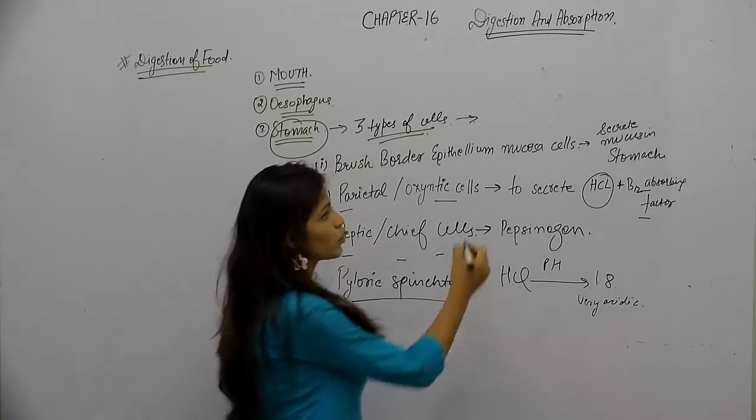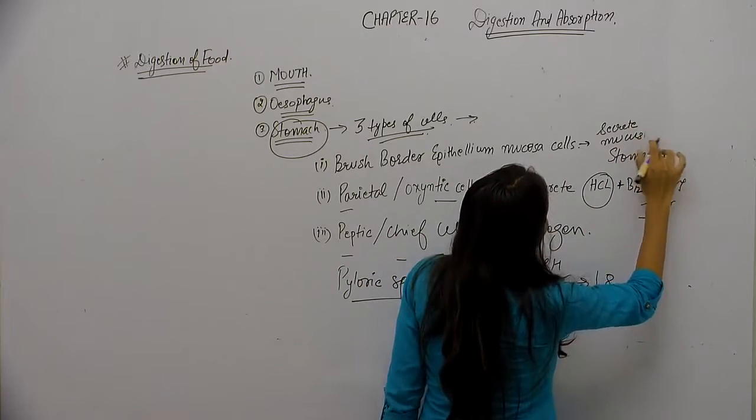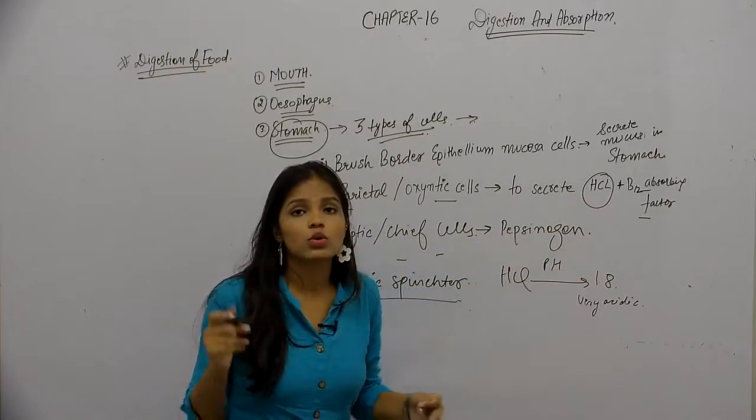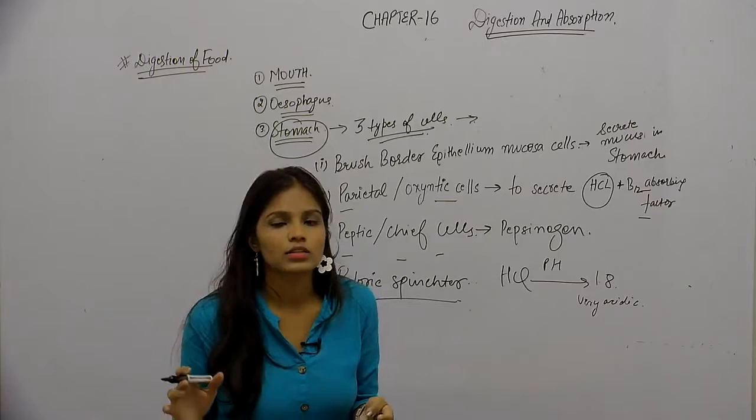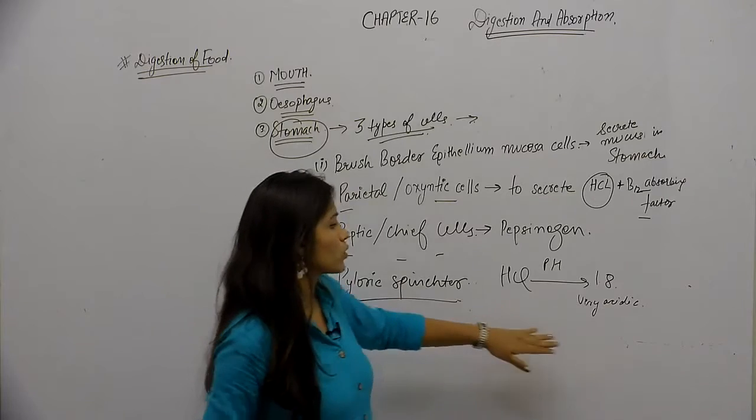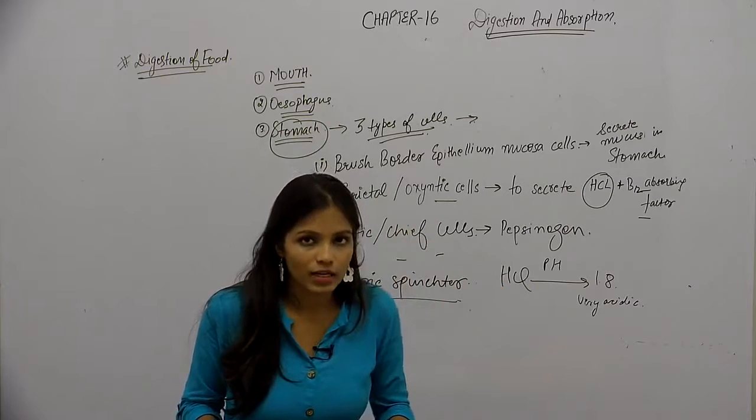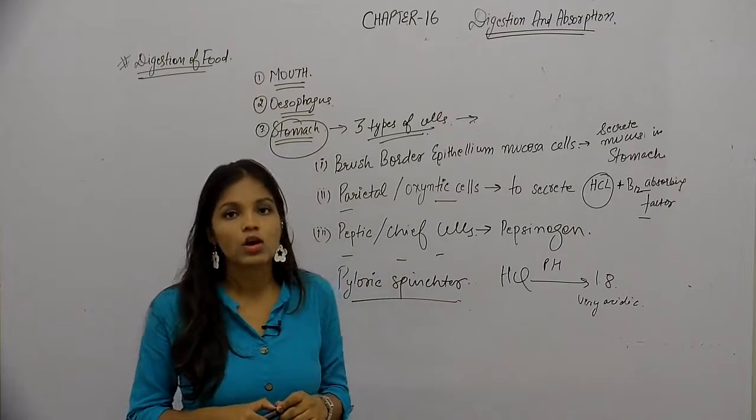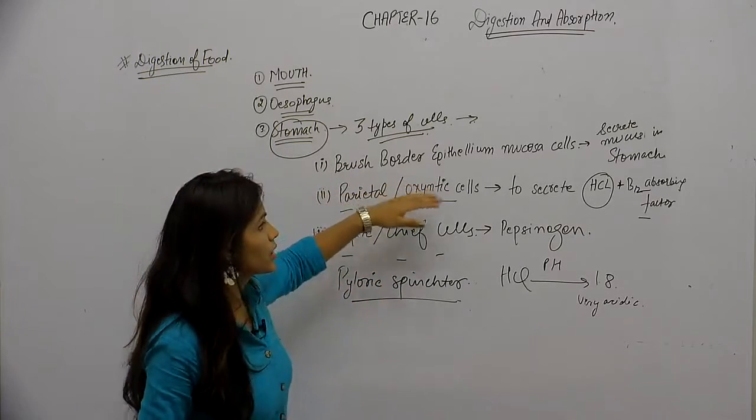Now here the mucus cells secrete the mucus. The main function of the mucus is to provide a protective environment to the stomach, so that the stomach does not get blisters because of the HCl present. We know that the HCl is very acidic in nature, and if the HCl touches the walls of the stomach directly, there can be chances of the stomach getting damaged. There can be blisters also. So for the protection of the stomach, the brush border epithelium cell secretes the mucus.